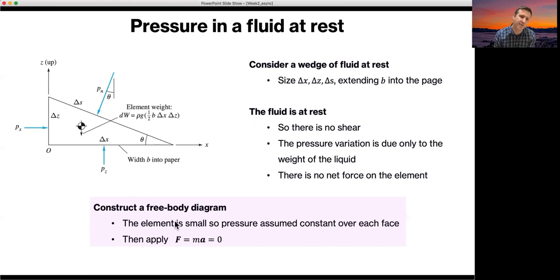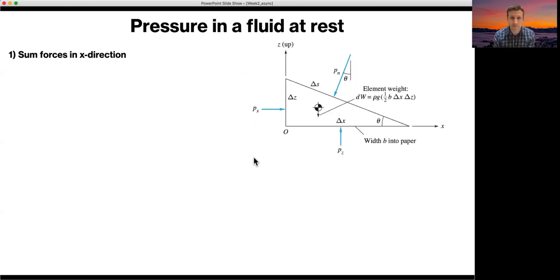We're also going to make the assumption that the element is small enough so that the pressure along each of these surfaces is constant, which is a reasonable assumption to make when it's a small element. Okay, so for the pressure acting on this element of fluid, we're going to sum first the forces in the x direction. We're going to have a component of force on this face from Px. We're going to have a component of Pn acting on this face, although we're going to have to decompose this into the vertical and the horizontal.